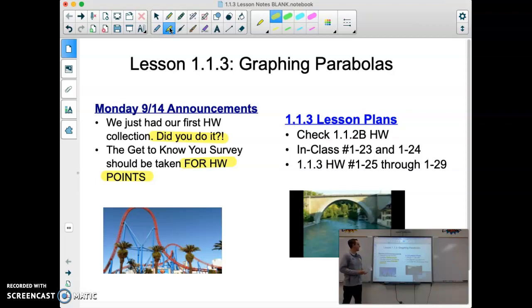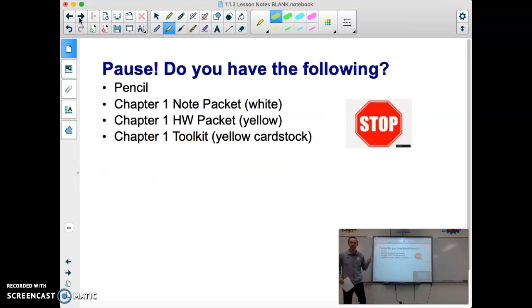So for today, we are doing lesson 1.1.3. I want to put the answers up for the homework from 1.1.2b, and then we are going to do a couple of problems together here. Make sure you have your white notebook packet out, your yellow homework packet, a pencil, and our yellow cardstock toolkit, which we're going to need at the end of the video to fill out a little information.